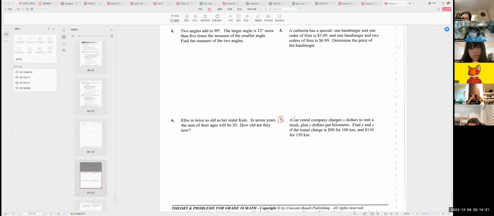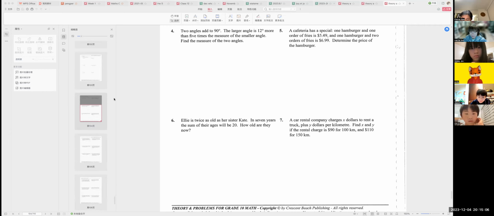Okay, so Elaine, let's take a look at the car rental business. So x plus 100y equals 90, and x plus 150y is 110. So 50y equals 20, and y equals 2 over 5, or 0.4, and x equals 50. Okay, very good. Understand, everybody? These questions are pretty easy. We're not going to spend any time on that.